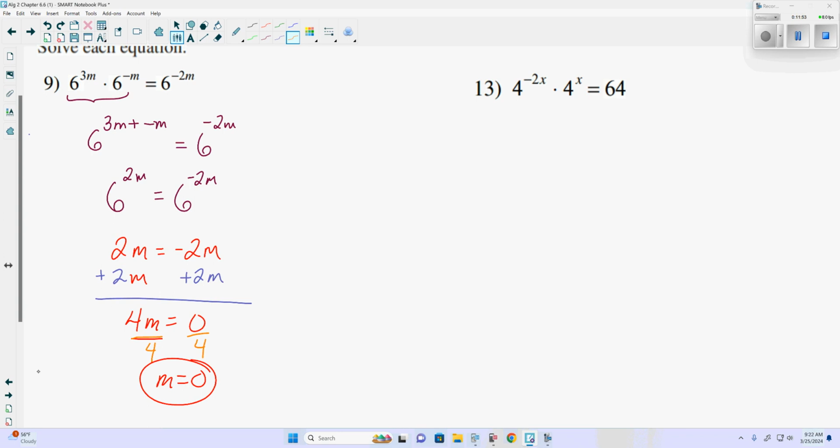Well, 13, we can see that we do have 4 and 4, yes? So that's not too bad, because we can jump right in this and say that that's 4 to the negative 2x plus x, yes? Is equal to 64. And since the bases are the same, the exponents would be also, yes? But the bases aren't the same, right? Because if we can make the two bases be the same, the exponents would be also, yes? So is there a way to rewrite 64 as 4 to a power?